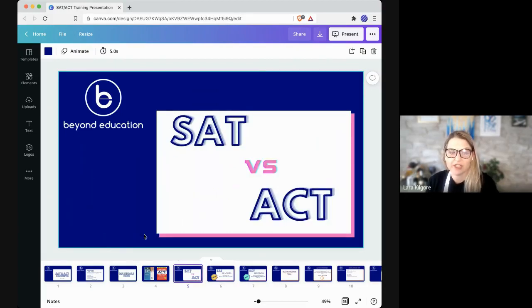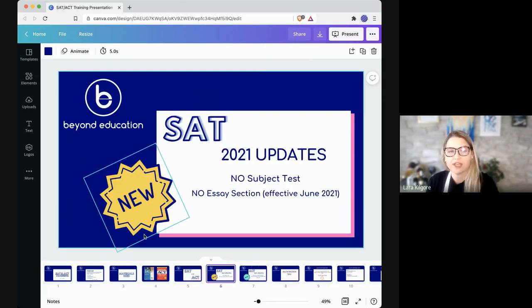Updates on the differences. Again, I'll give you access to the PDF, an infographic from another test prep company that I think did a fabulous job putting together all the information on the differences between the two. It's also discussed in the first video, but these are just updates.